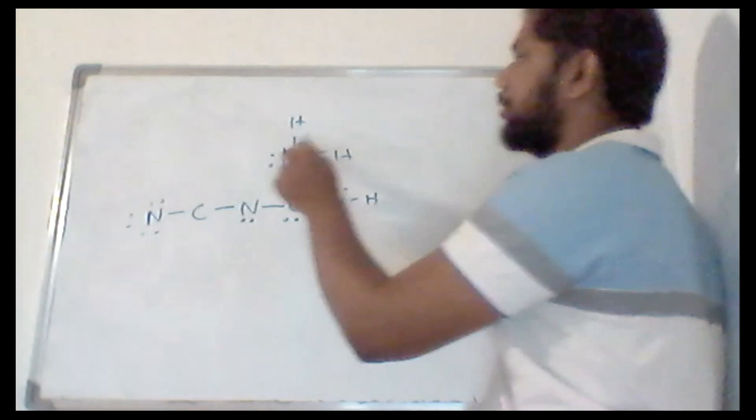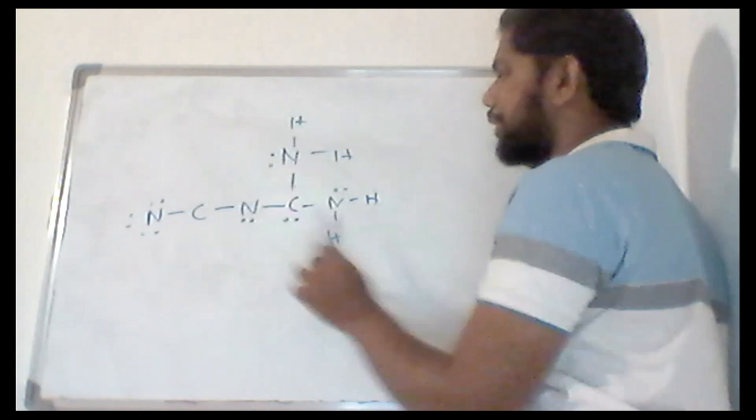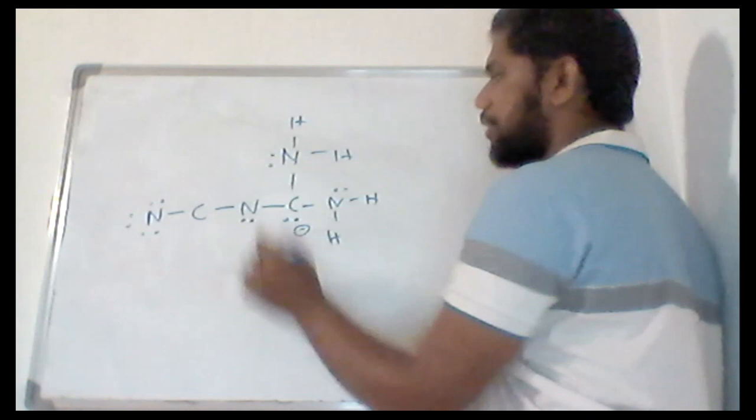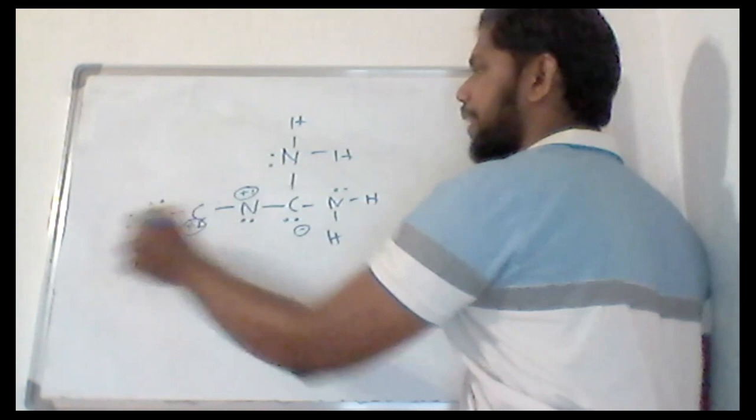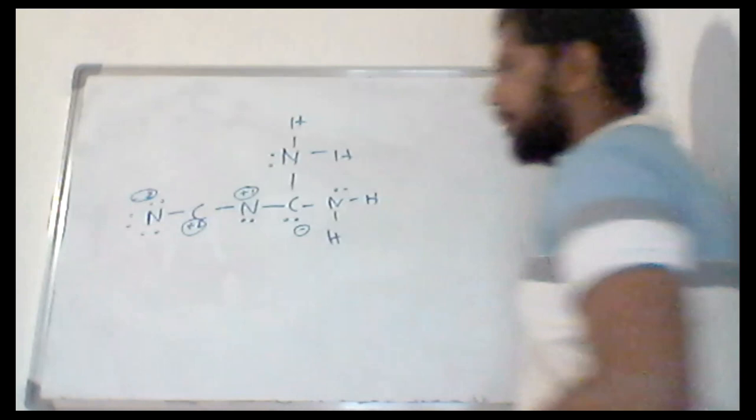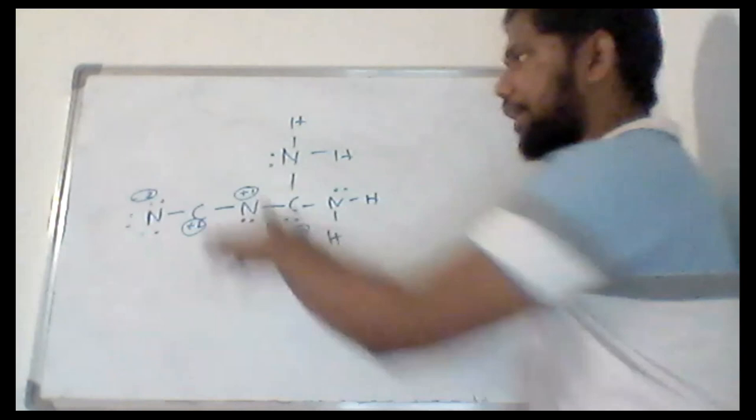Now here 1, 2, 3, 4, 5. So there is no charge here. 1, 2, 3, 4, 5, no charge. 1, 2, 3, 4, 5. So there should be a negative charge here. 1, 2, 3, 4. So plus 1 here, and here plus 2, and here 1, 2, 3, 4, 5, 6, 7. So minus 2. Okay. So you can see the overall charge is 0, plus minus 2 minus 1 is minus 3 and plus 3.